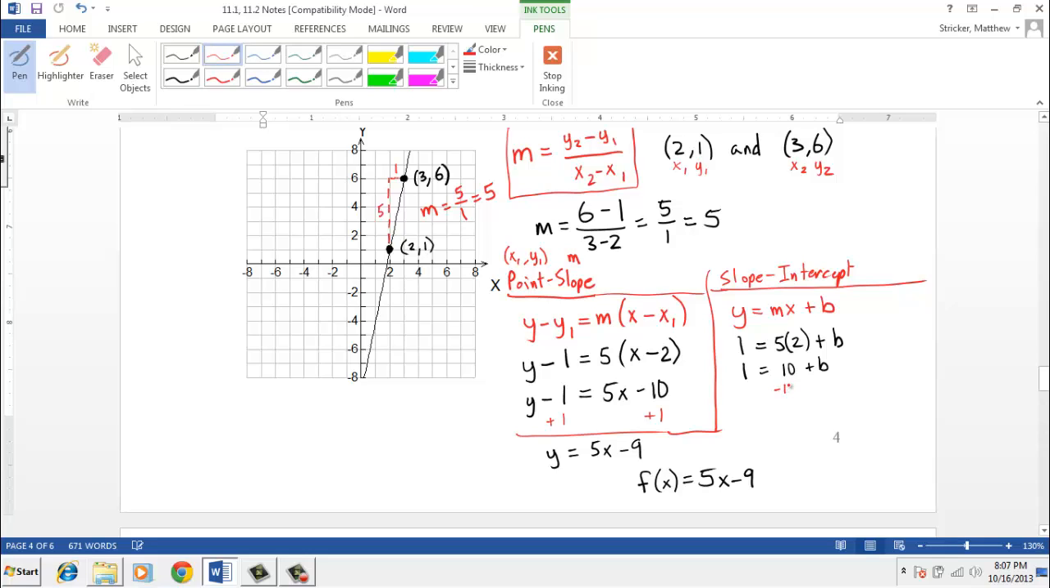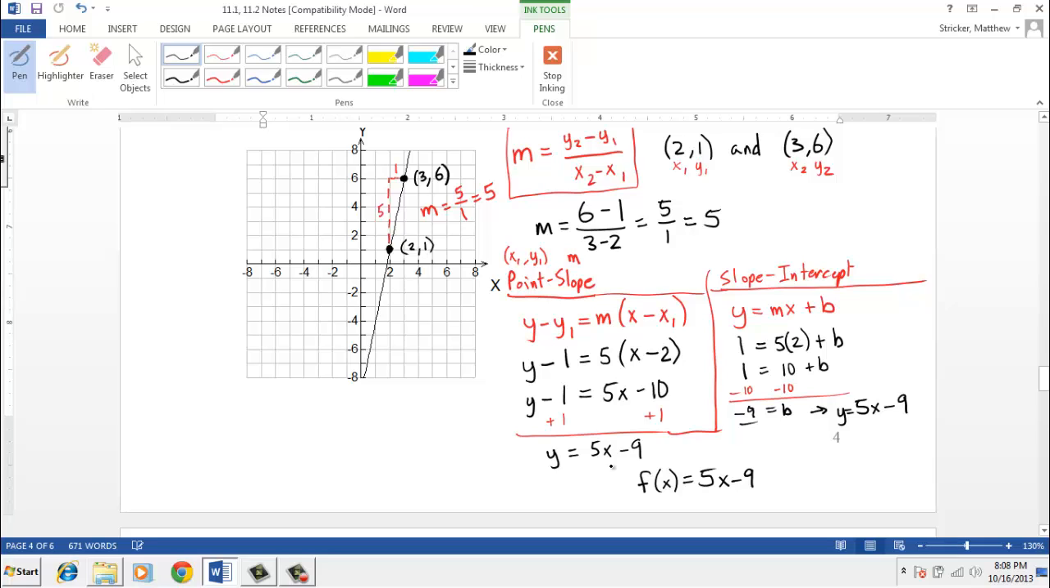If we subtract 10 from both sides, we get that b is equal to negative 9, which means our equation then is y equals mx, 5x plus b, but b we just found to be negative 9, so we have 5x minus 9, which is the same thing we found the other way.